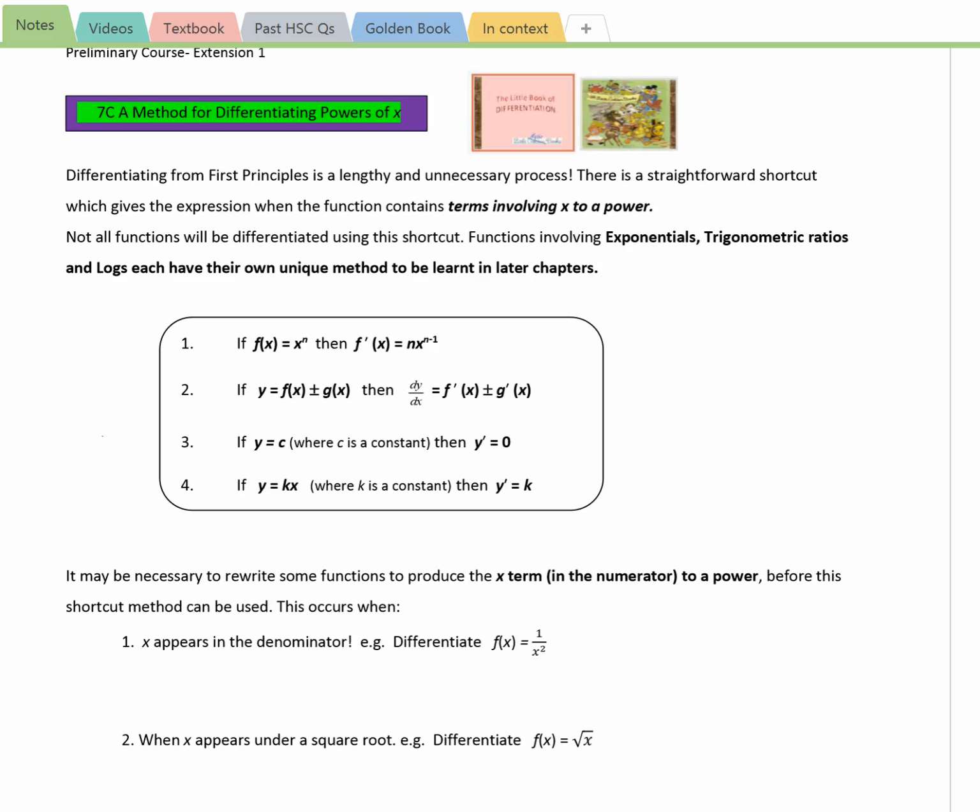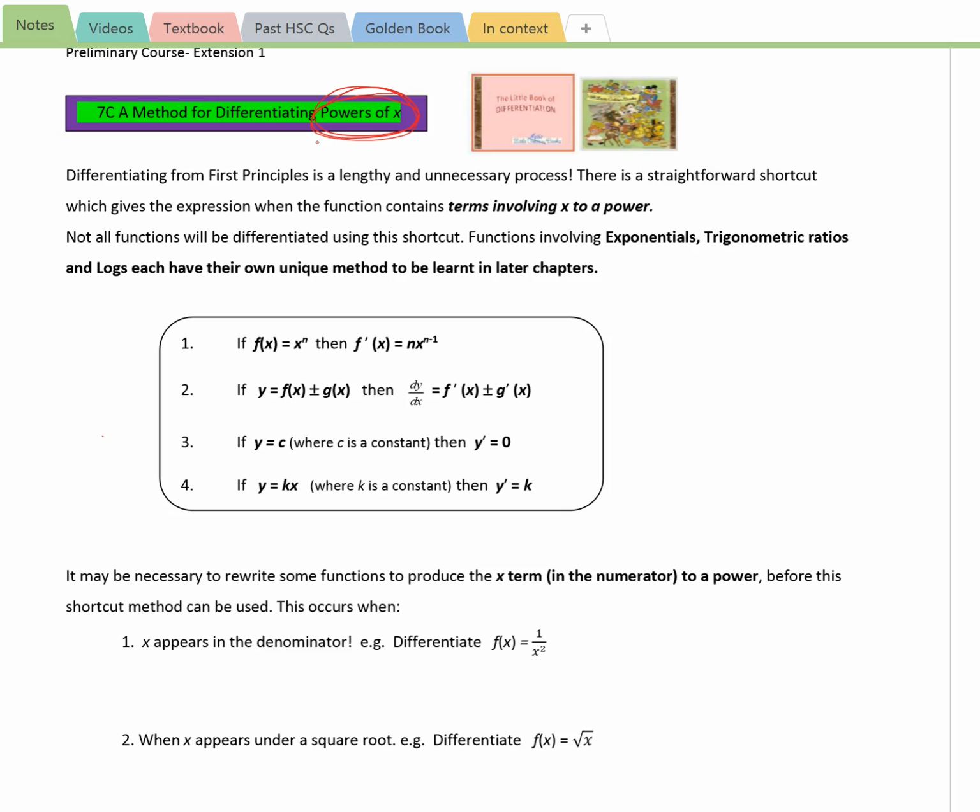Okay, let's get looking at this shortcut method for differentiating, and there's a couple of ways of describing the expressions that we're going to differentiate. I might just call them an expression or a function where x is to a power. You may also hear me refer to it as a polynomial.